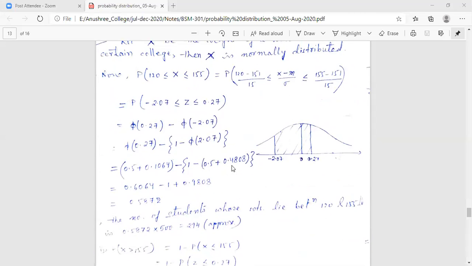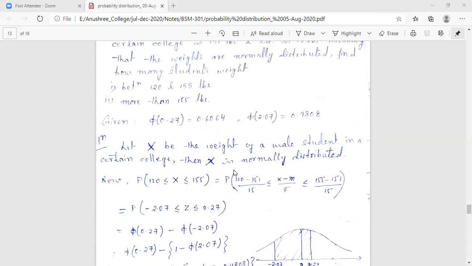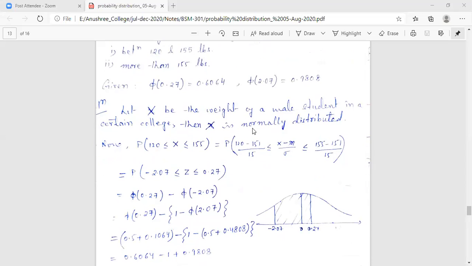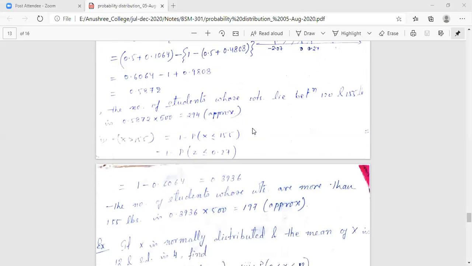So this is the way we are going to tackle problems in normal distribution. We need to have the concept of phi. Why? Because in most of the problems, the values that are given to you are in terms of phi values for the standard normal distribution. So we need to have the concept of phi z, and if we have that, we can tackle the problem in this manner.